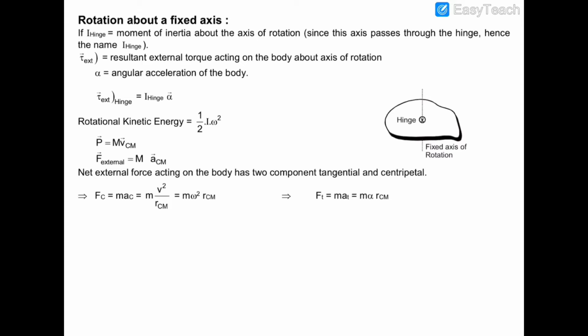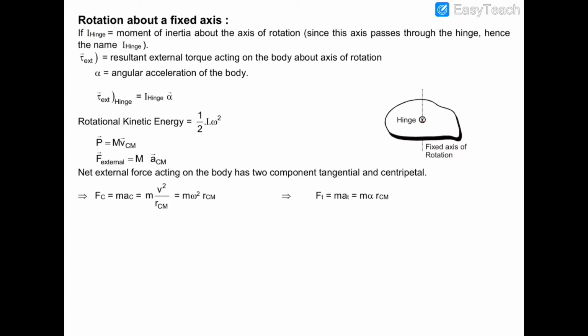In this video, we'll discuss rotational motion about a fixed axis. In the previous videos on torque, we have already discussed the conditions of rotational and translational equilibrium. Now we are discussing how to write the equation of torque when a body is rotating about some axis. First, suppose there is a body which is rotating about a hinge and about an axis which is passing through this hinge.